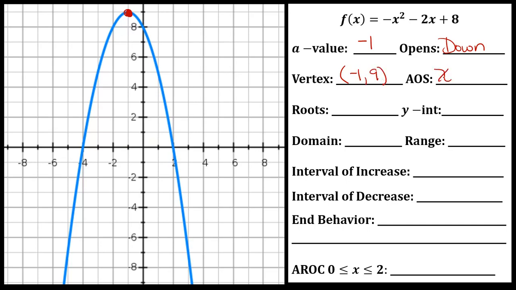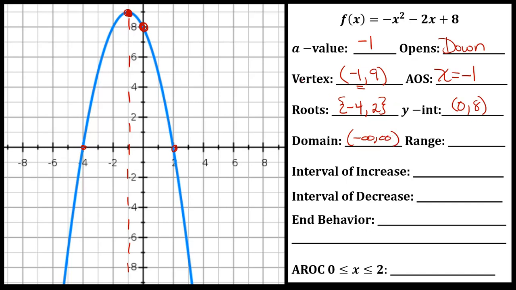Our AOS is going to be the x value of our vertex, and let's pencil this in. This is going to help us with range, well, really intervals of increase and decrease. Our roots are -4 and 2. Our y-intercept is going to be 0, 8. That's when x is 0. Our domain is all real numbers.